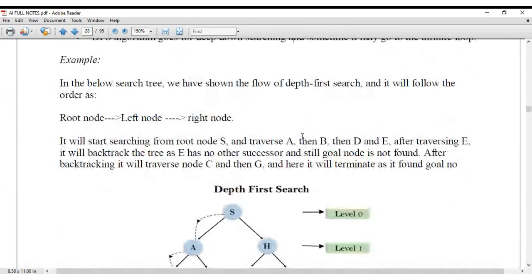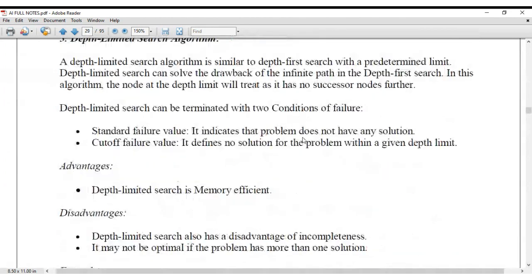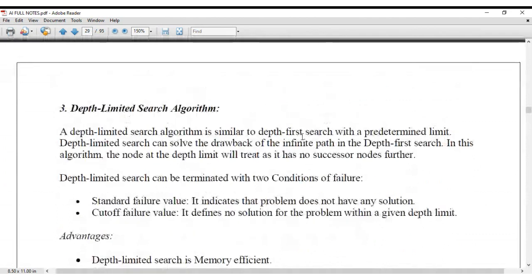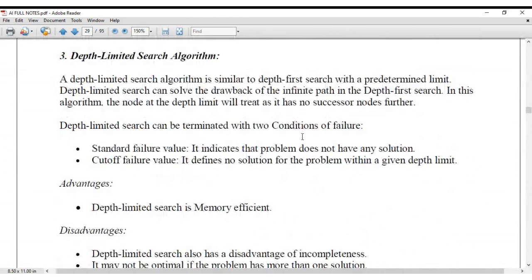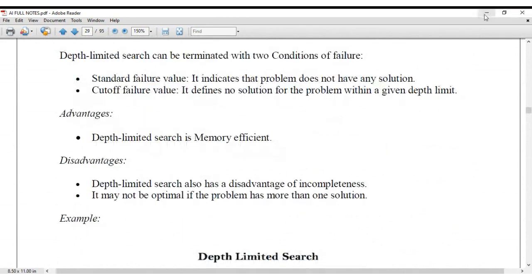All right, and then number 3, depth limited. Now, depth limited is basically a depth first approach.